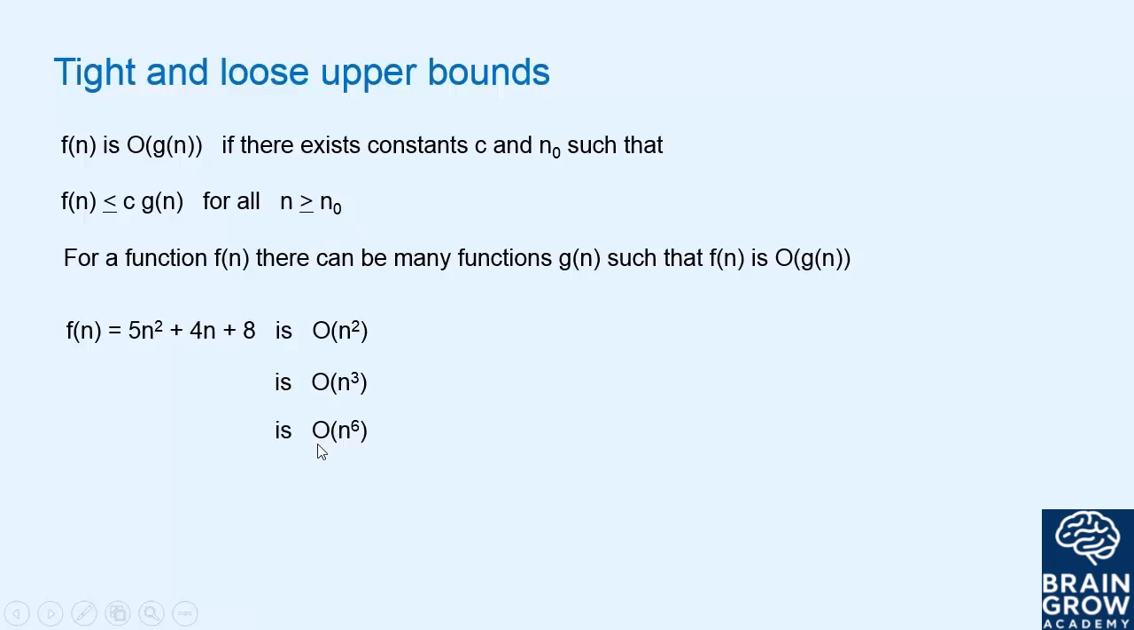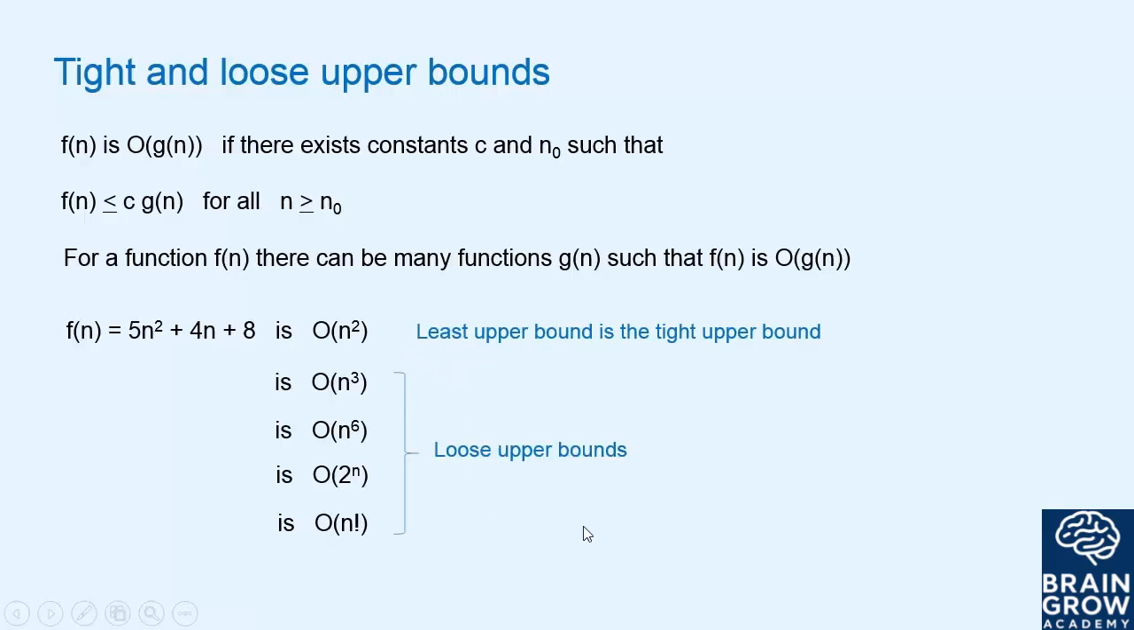Similarly, it is correct to say that f is order of n raised to the power 6, or f is order of 2 raised to the power n, or order of factorial n, or order of any function that has growth rate more than n square. In practice, we need to provide the least upper bound. It is also known as the tight upper bound, and these all are loose upper bounds. So all these statements with loose upper bounds are correct according to the definition, but they are not informative.